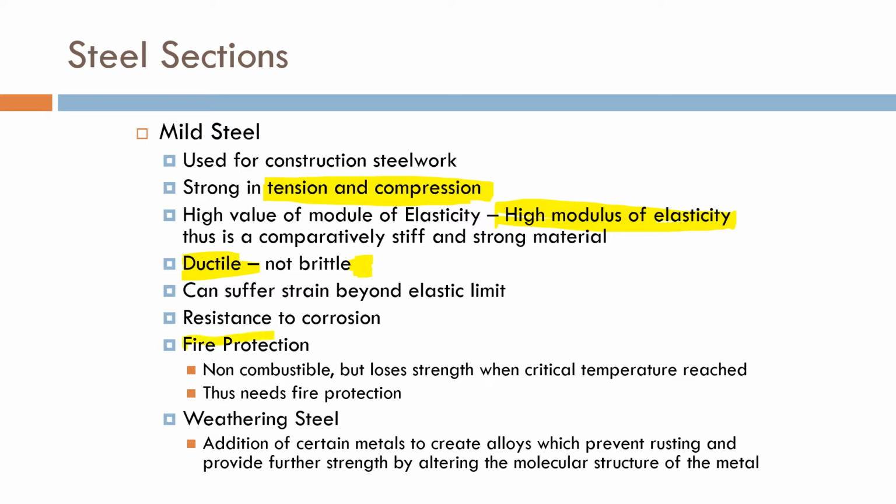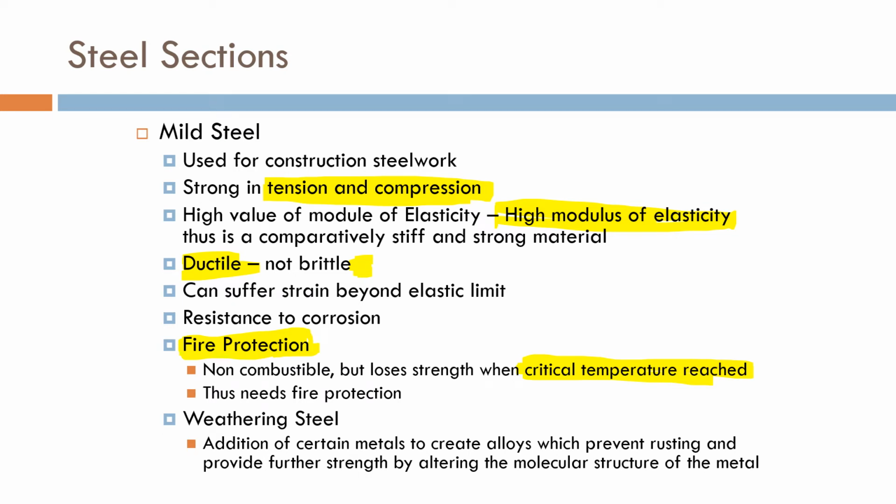Now the only main thing as per our syllabus that we need to understand about mild steel is that it provides fire protection. It does not mean that it is fireproof. It means that it is non-combustible but loses strength only when the critical temperature is reached. So to make mild steel fail, you need to reach a certain temperature, and it needs fire protection. We shall study what fire protection is and how you can provide it for mild steel or structural steel members.